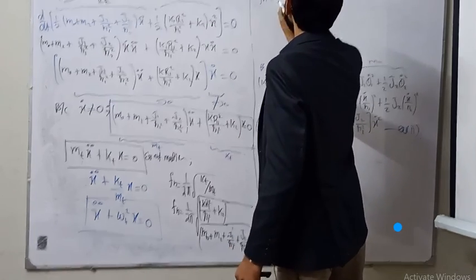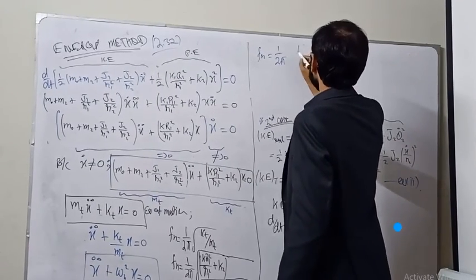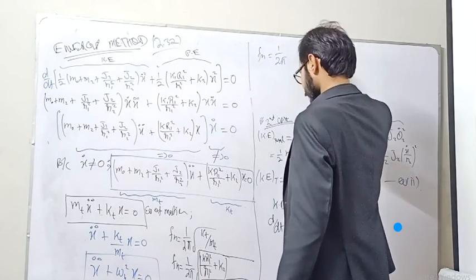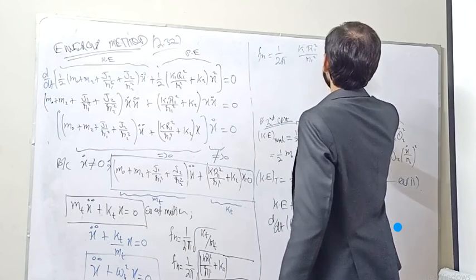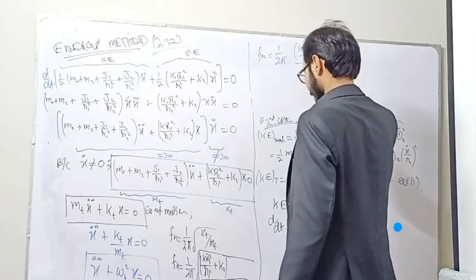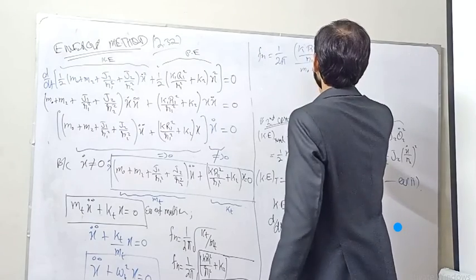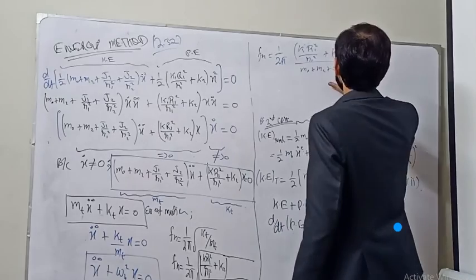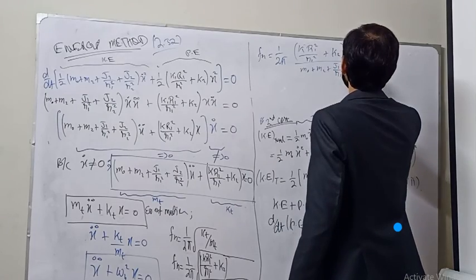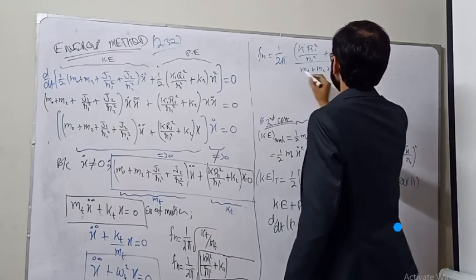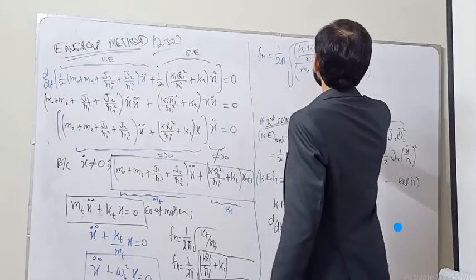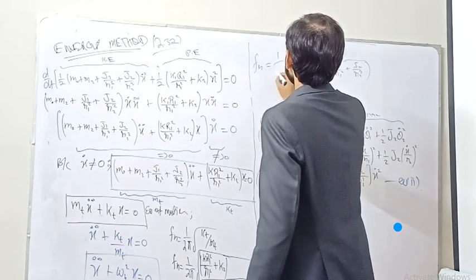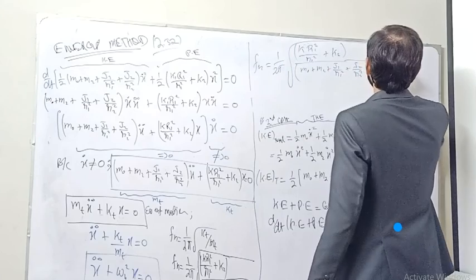Fn is equal to 1 divided by 2 pi, times the square root of capital K1 capital R1 square divided by small r1 square plus K2, this thing divided by m0 plus m2 plus j1 divided by r1 square plus j2 divided by r2 square, and this is the square root of this whole term, and we have to find Fn, which will be in hertz.